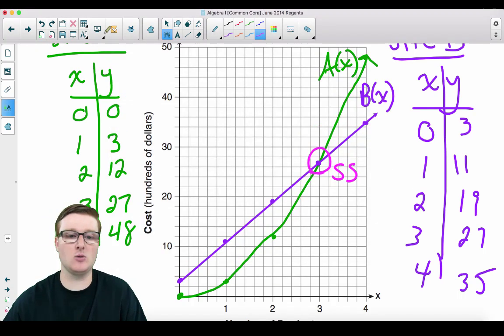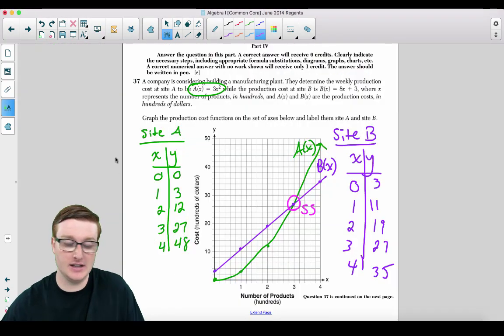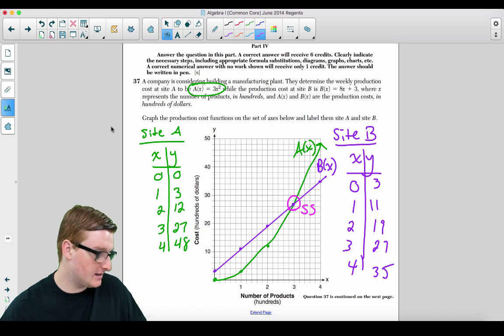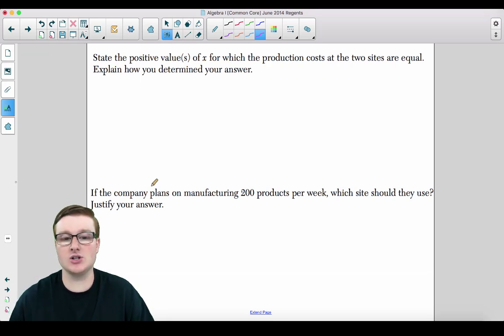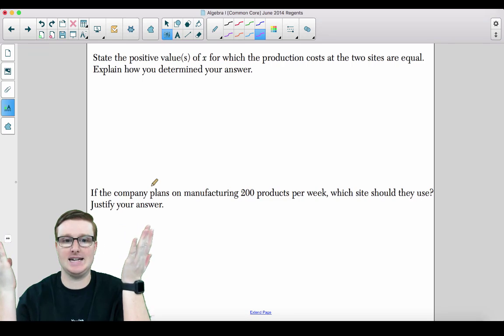because of course they are going to ask us follow-up questions as they normally do. Okay, so that's how you graph those functions. Let's go ahead and see what questions they have in store for us. So it says, state the positive value or values of x for which the production costs of the two sites are equal. I said it.